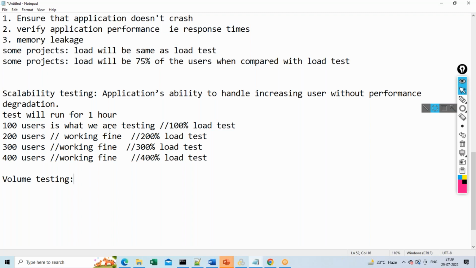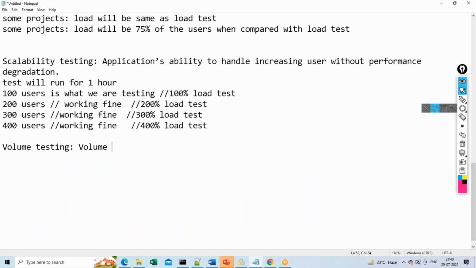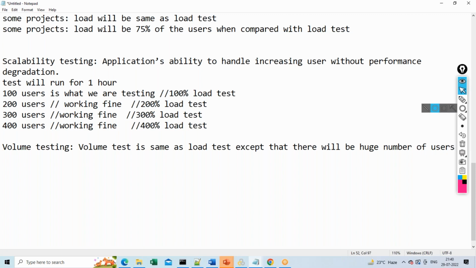Then what is volume testing? Volume testing is similar to load test. You can write it like this also: volume test is same as load test, except that there will be a huge number of records added into the database.